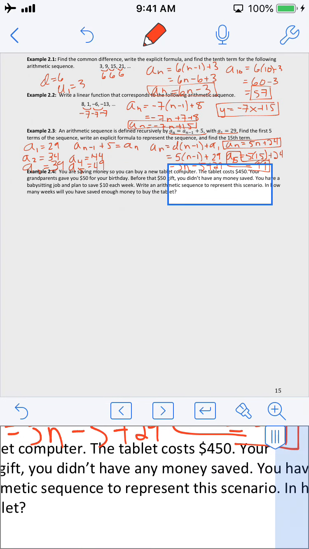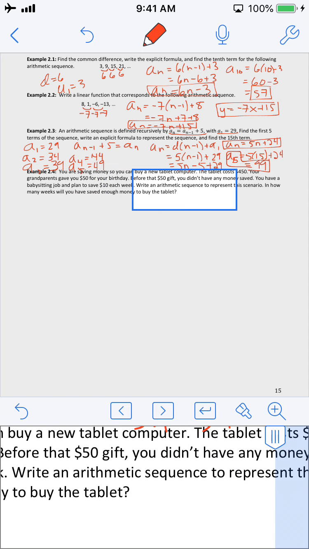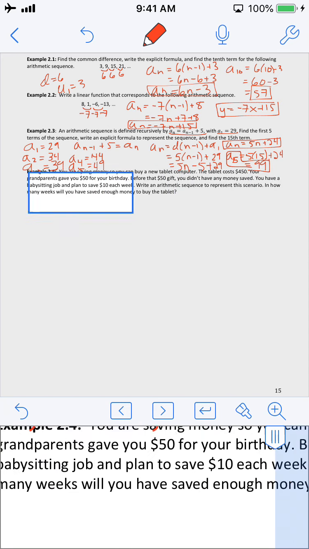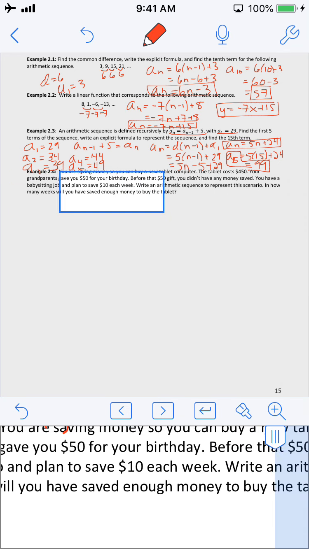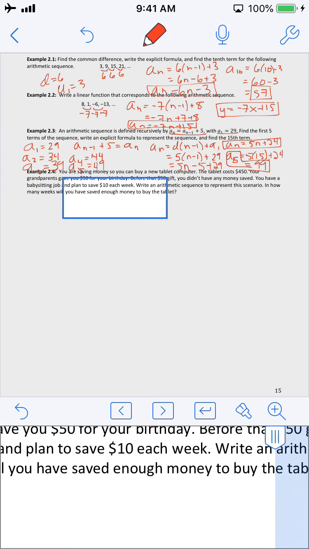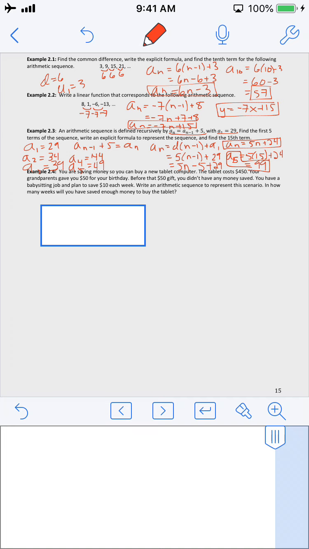I don't know. This tablet costs $450 because it's apparently some weird knockoff brand. Your grandparents give you $50 for your birthday. Before that $50 gift, you didn't have any money saved because you stink at saving. You have a babysitting job and plan to save $10 each week. Write an arithmetic sequence to represent the scenario. In how many weeks will you have saved enough money to buy the tablet? Okay. Whoa, that's a lot of information.